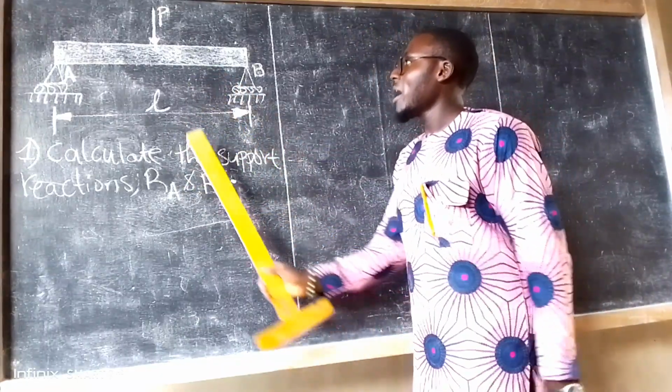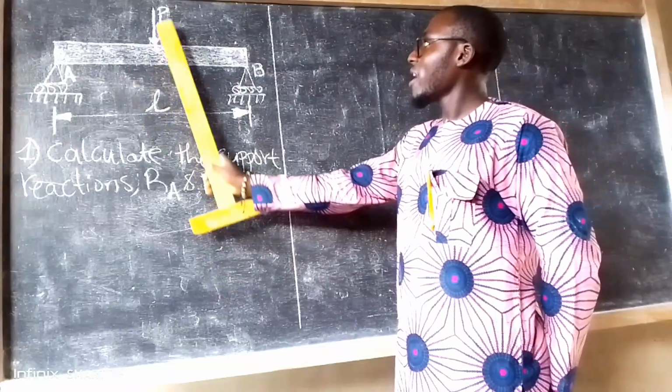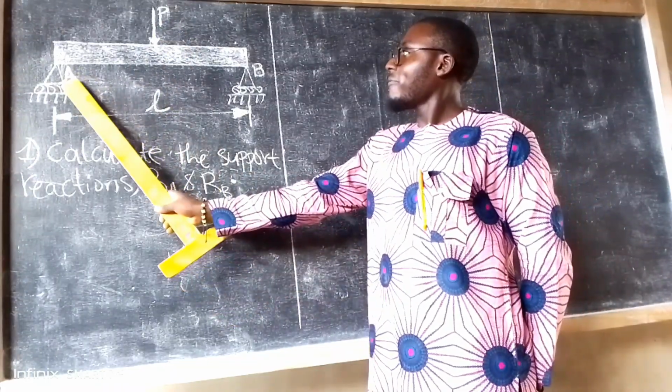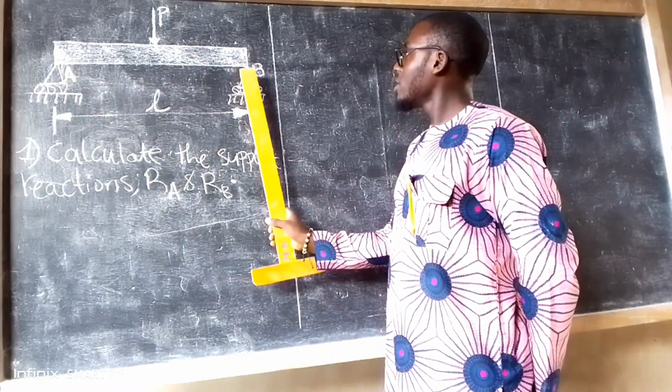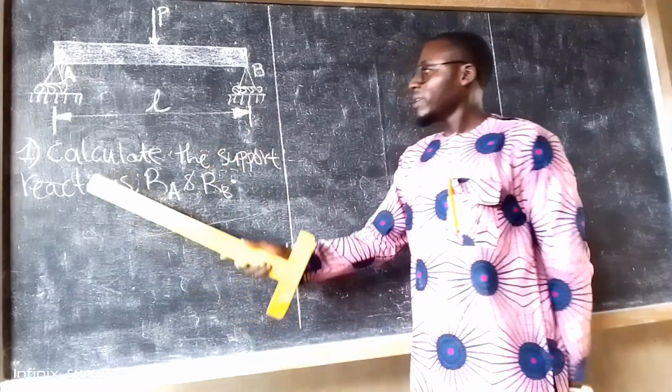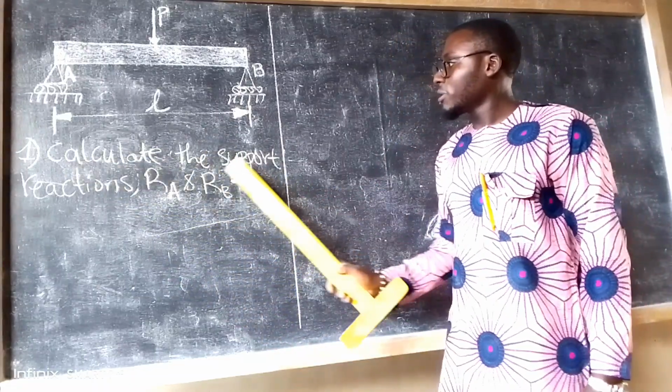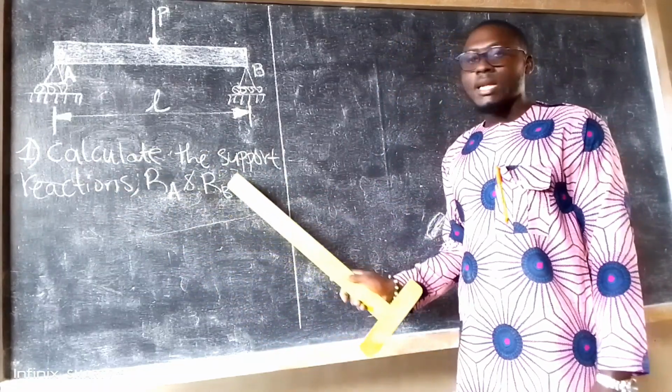So guys, today we have a beam to solve with variables. We have P, we have the length L, we have reaction support at A and reaction support at B. So the first task we are asked to do is to calculate the support reactions RA and RB.